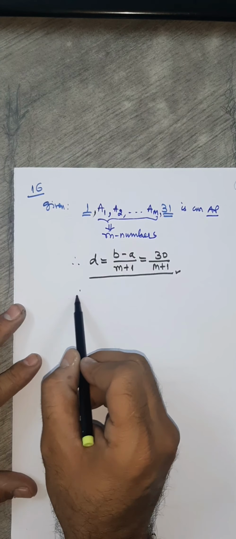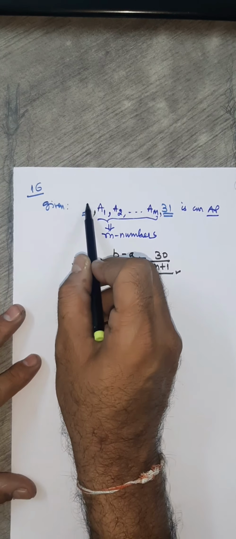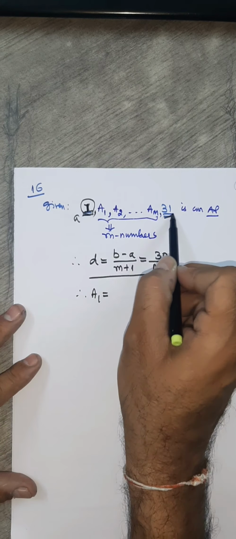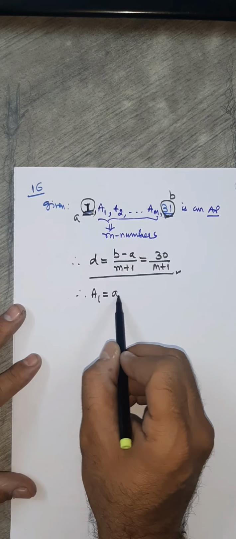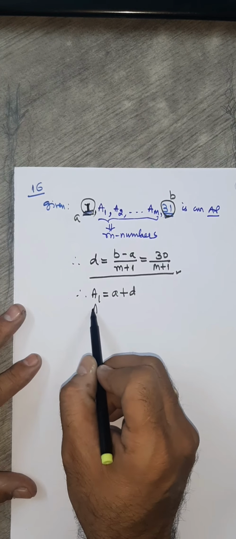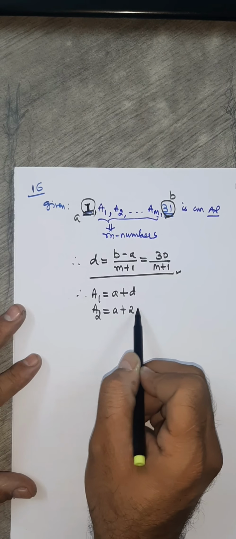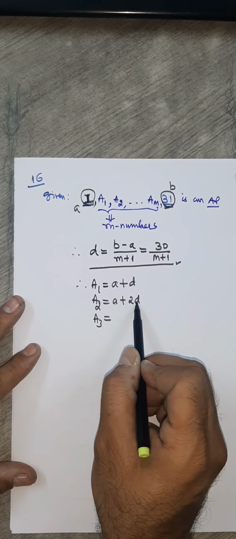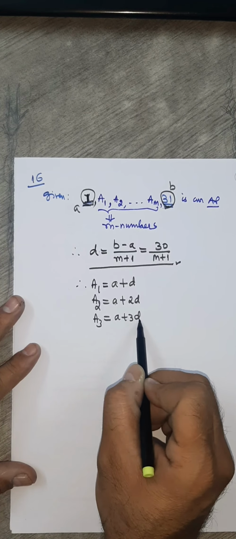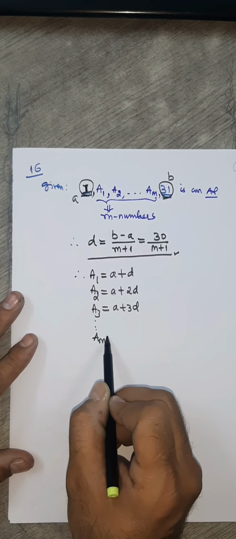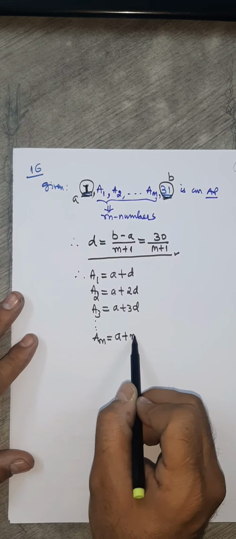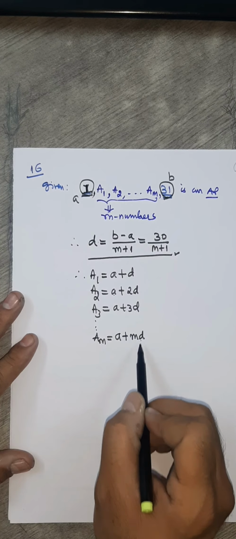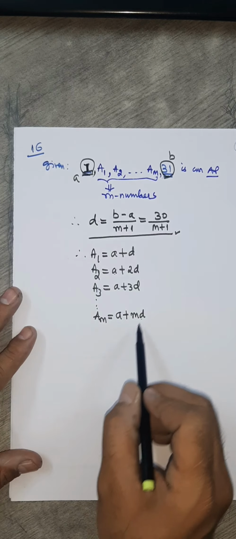Now what is a1 here? a1 will be a. This is a as per our notation, and this is b as per our standard notation. So a2 is a plus d. What is a3? a plus 2d plus d, that is a plus 3d, and so on. What is the mth term? You can write a plus md. In the first term you have 1, here you have 2, here 3. So in the nth term, you have this.